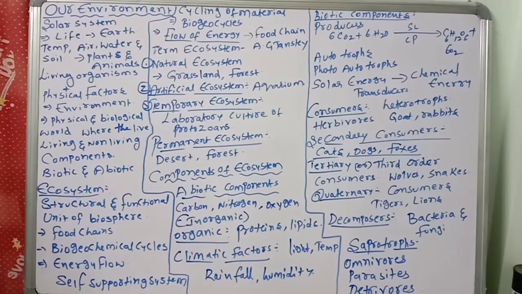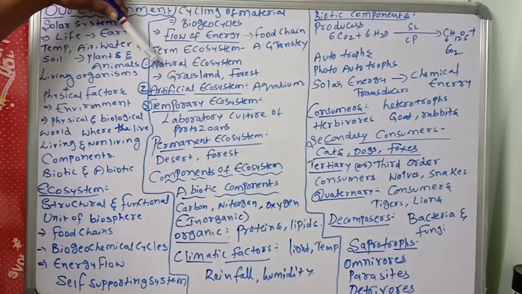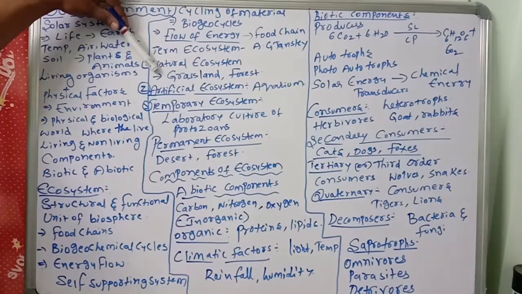In this biosphere, ecosystems may be classified on the basis of nature, duration and size. First, on the basis of nature. Natural ecosystems: number one, grasslands and forests.